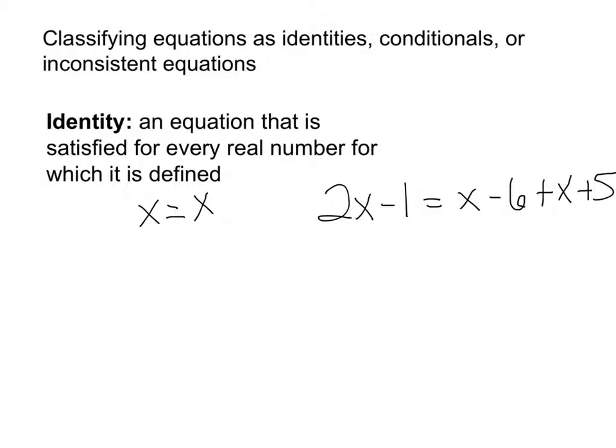Other examples include things like x over x equals 1. This is an identity, even though it's not true for all real numbers, but it is true for the set of all x, except when x is 0. This is what we mean. X equals 0 is not included because we can't divide by 0, but all other real numbers would make this equation true.